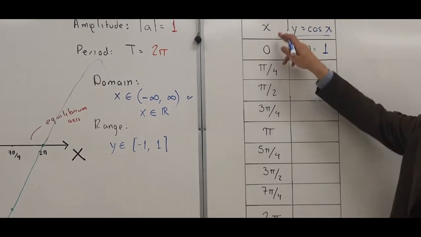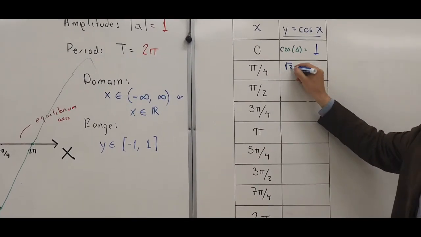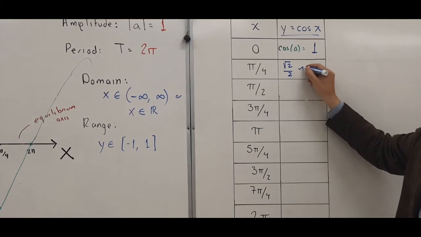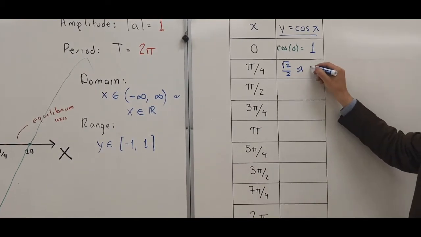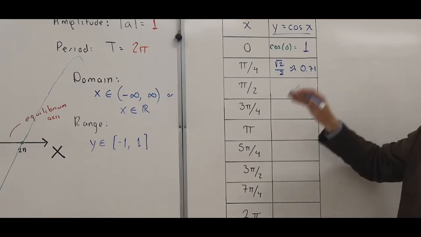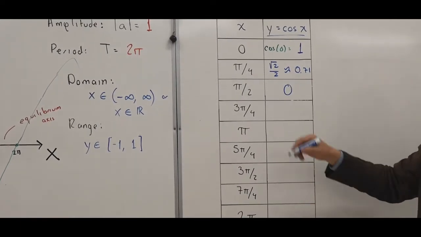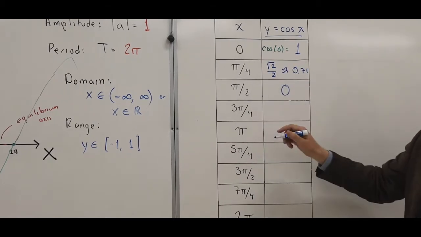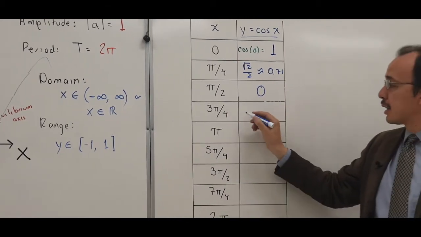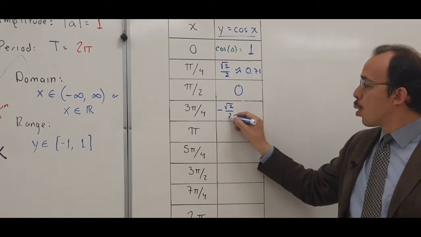Pi over 4, when x is pi over 4, cosine of pi over 4, it's again square root of 2 over 2 by using the special triangles, approximately 0.71. When x is pi over 2, the cosine of pi over 2 is going to be 0, according to the unit circle. When x is 3 pi over 4, then this time is going to be negative square root of 2 over 2. Why is that?